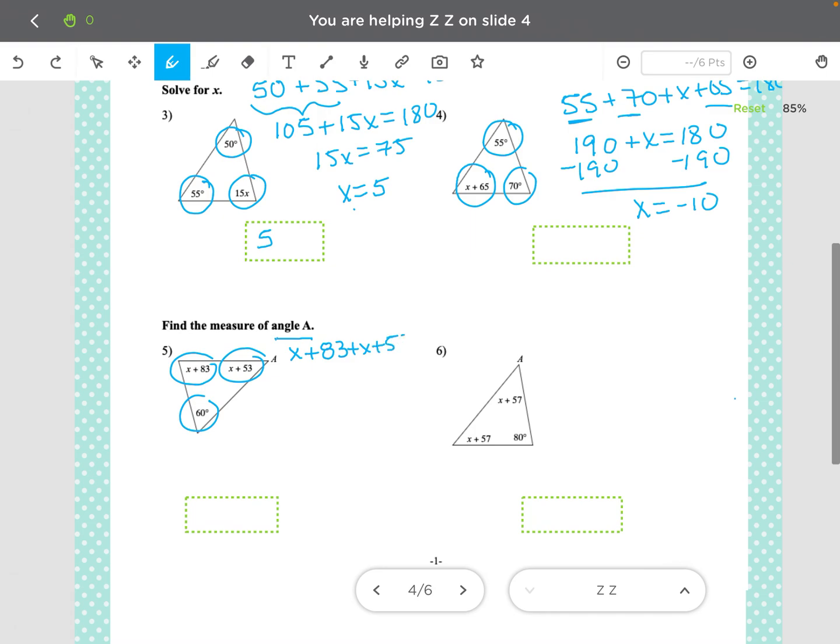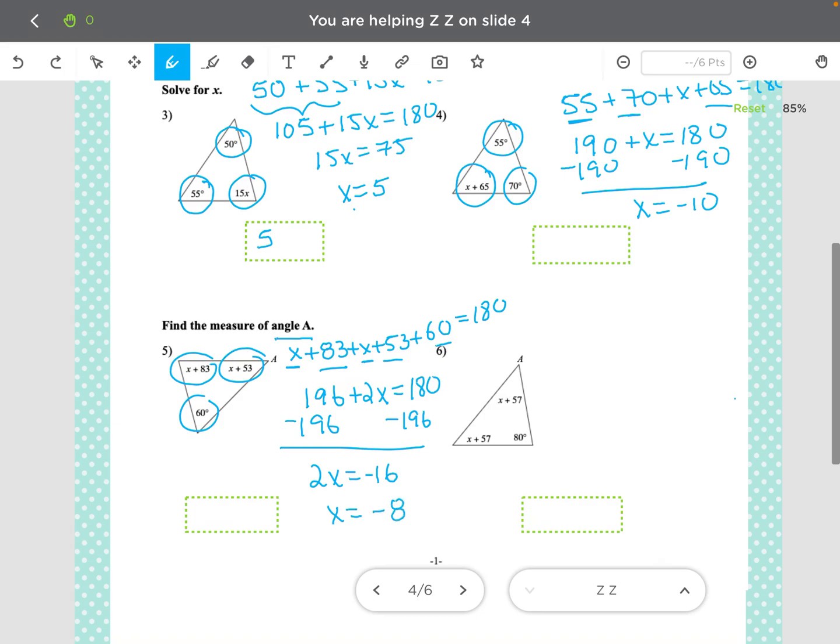So if I add all three angles, remember it's equal to 180. So combine your like terms. So let's do 83 plus 53 plus 60. So that gives me 196. And notice you have two x's also. So 2x equals 180. Subtract 196 from both sides. 2x equals negative 16. Divide by 2, and you're going to get x equals negative 8.